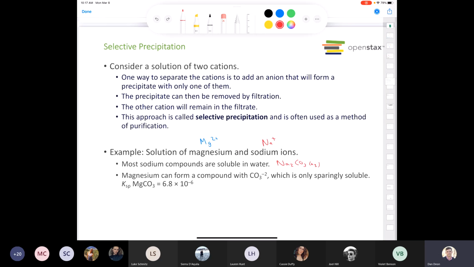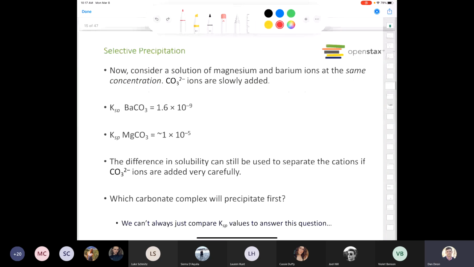It's the kind of thing I've only ever done in my life in an education lab. I've never been involved in any kind of purification of cations. Not that I can think of, anyhow.